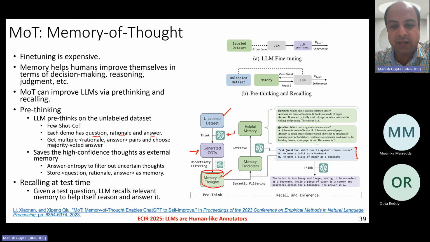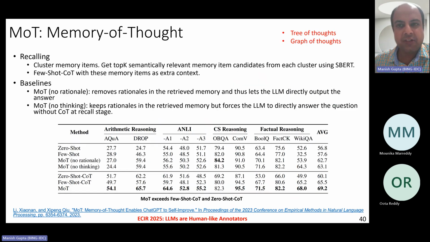It's a memory of thoughts. So it's an index of thoughts. You figure out the relevant thoughts or helpful memory, right? And that helpful memory goes as part of your few-shot prompt, so as to ask the model to generate the final answer. Okay. So it's an extension of chain of thought, but with RAG, and it gives you better ways of asking LLMs to do annotations.